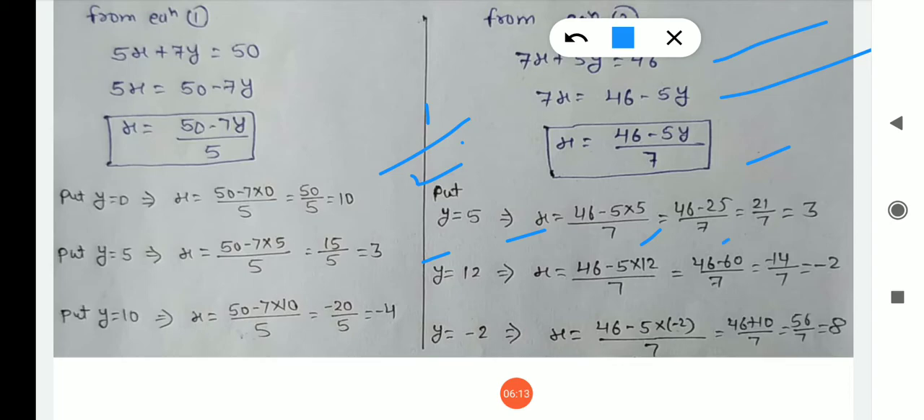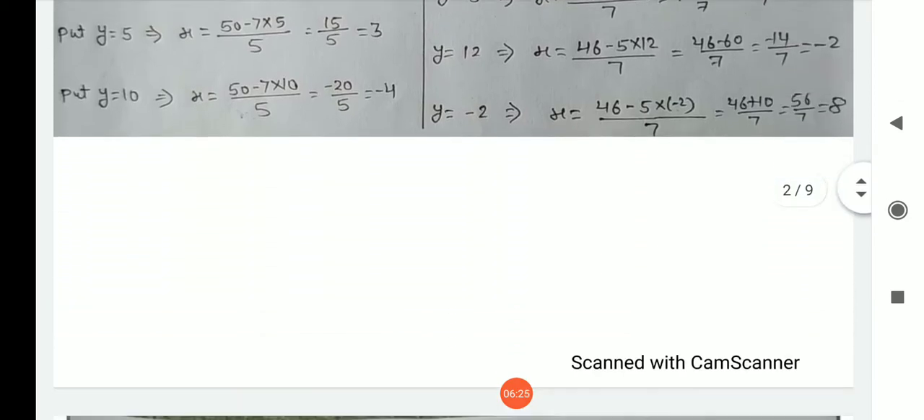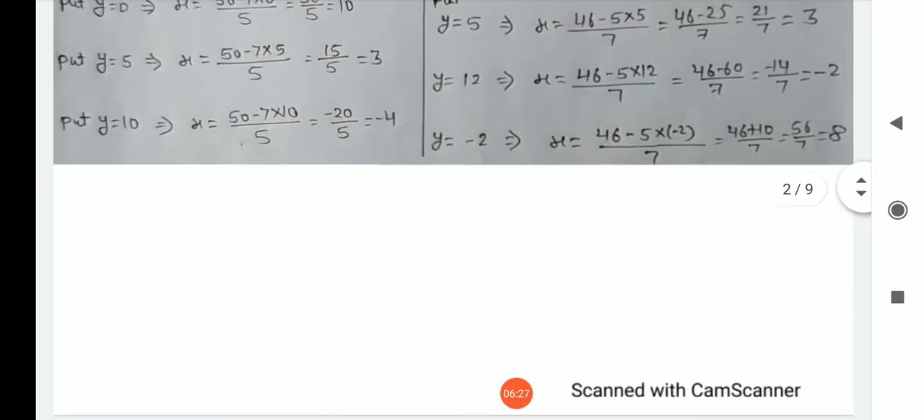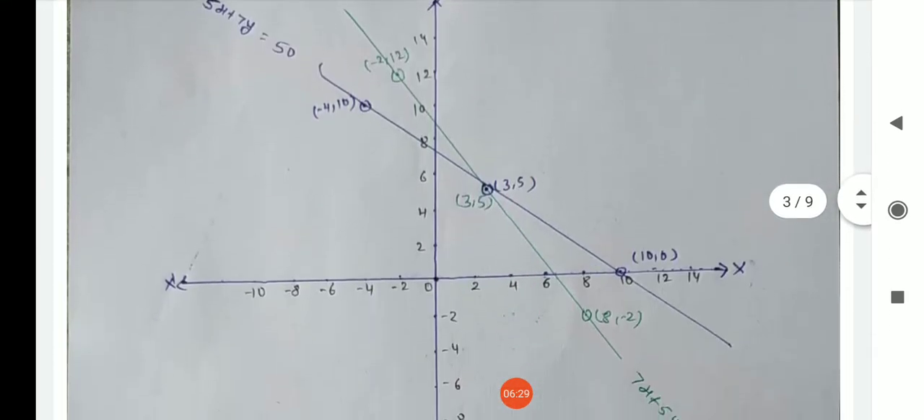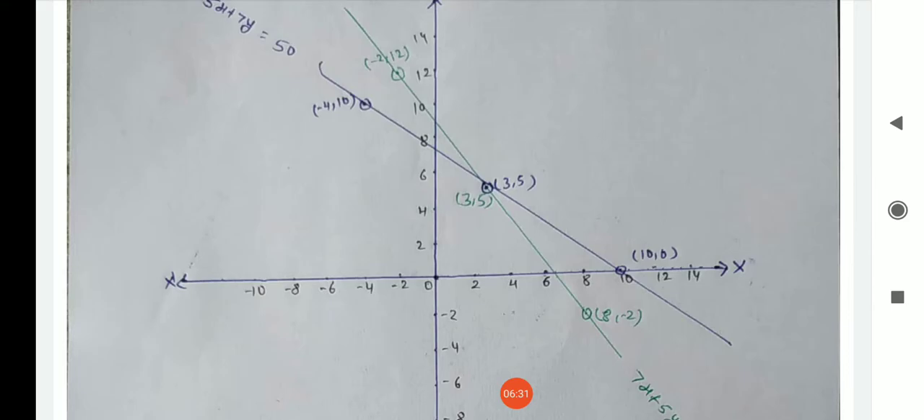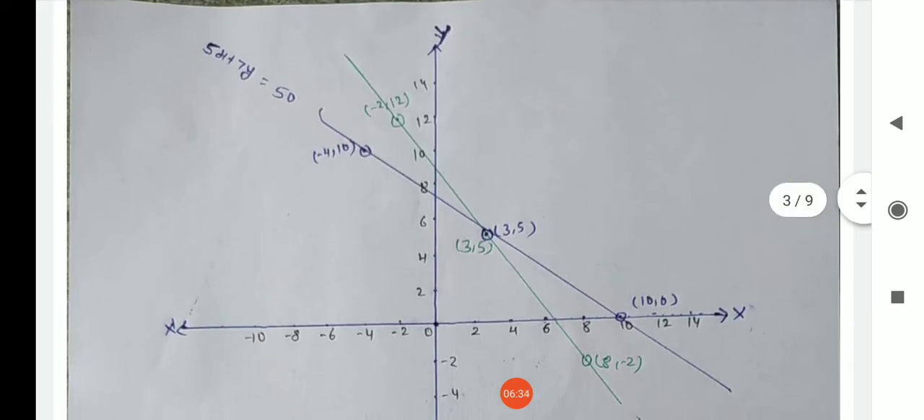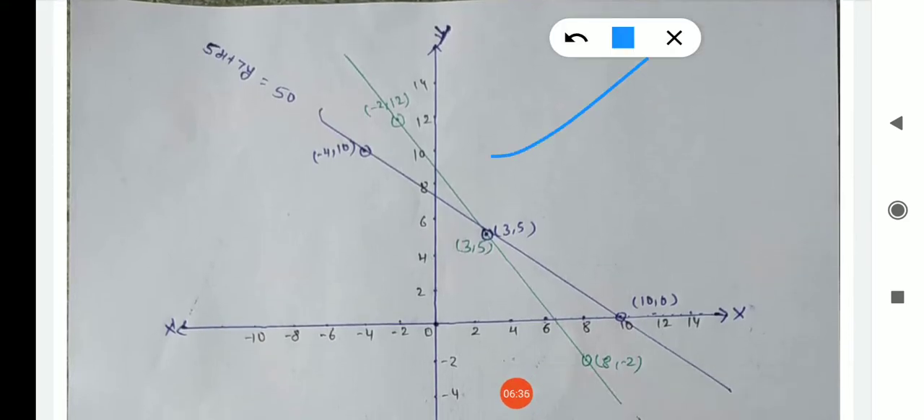So 46 - 25 we get 21/7. So we get 3. Now x = y = L, we get x = -2, and y = -2 we get x = 8. So now you have to make the table and plot. Okay, after making the table you have to plot both points on this graph.